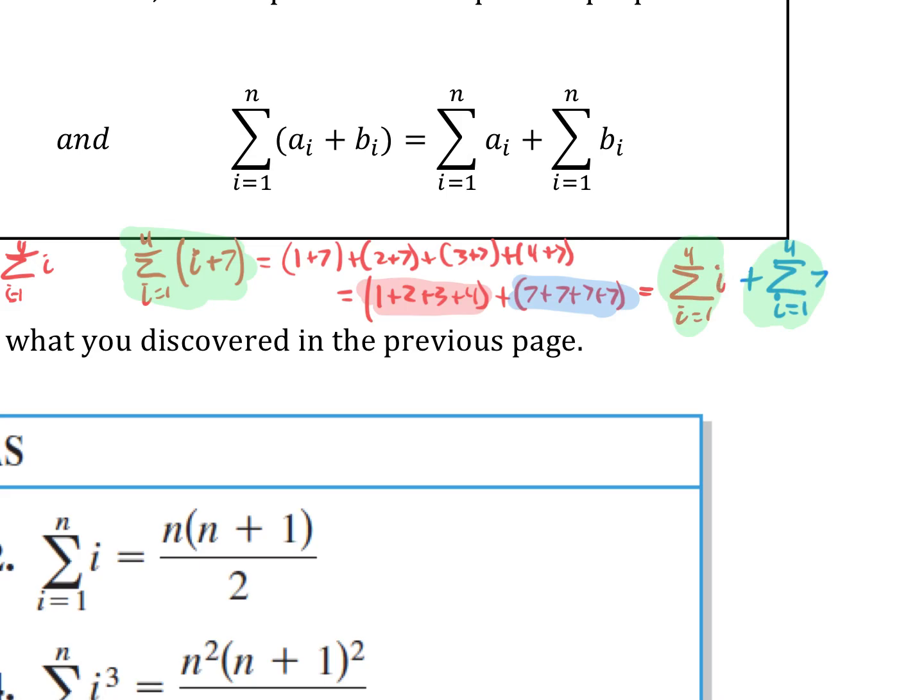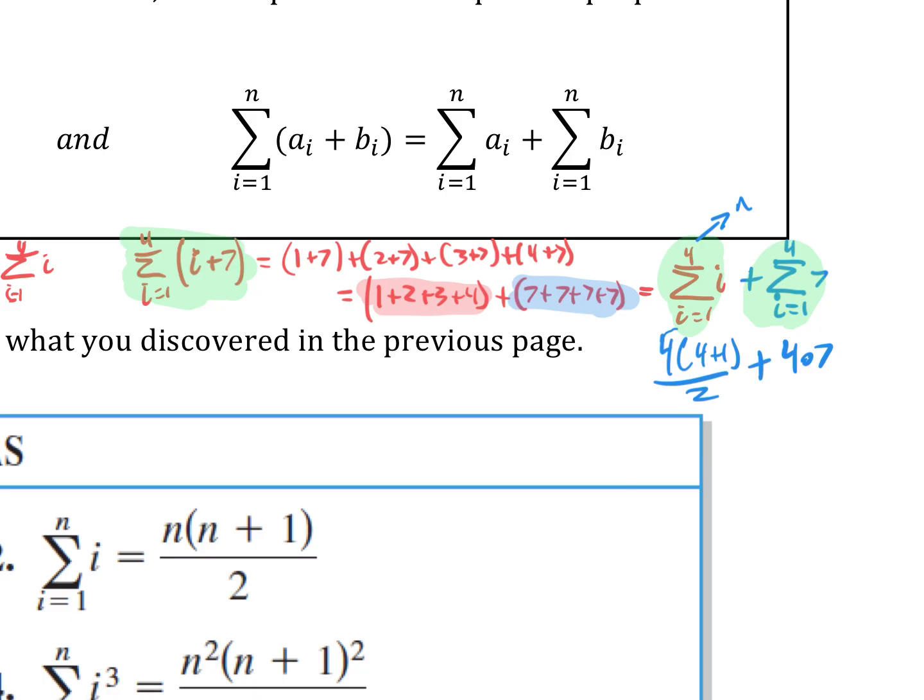Now, you might notice this. Take a look. This is just 7 being added 4 times. And how would you figure that out pretty quickly? Well, that's just 4 times 7. And how do we figure this out quickly? Well, we had a formula for this, right? We just did it on the previous page. So we have n times n plus 1 over 2. This is n, so we have n, which is 4, times n plus 1, 4 plus 1, all over 2.